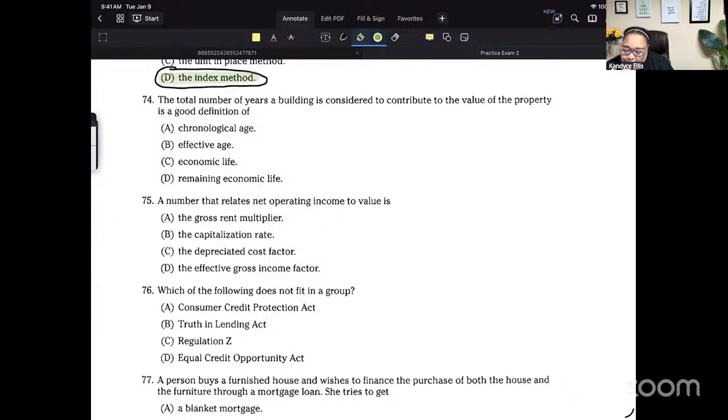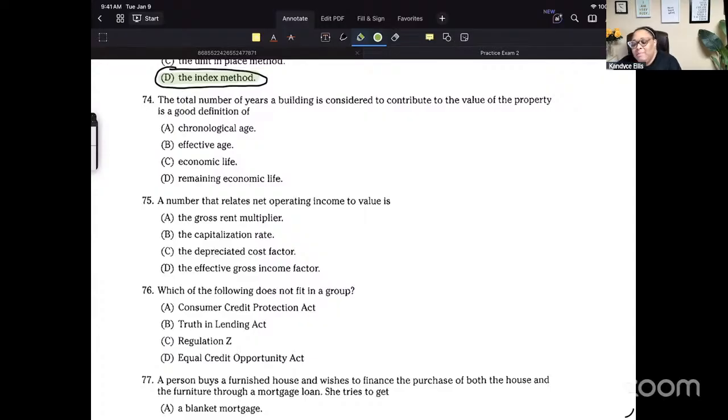Number 74. And this would be in your valuation appraisal chapter, by the way, everybody. The total number of years a building is considered to contribute to the value of the property is a good indication of A, chronological age, B, effective age, C, economic life, or D, remaining economic life. All right, we got a B.